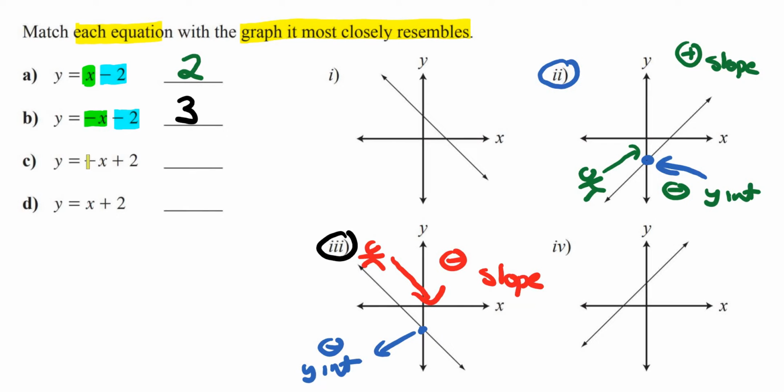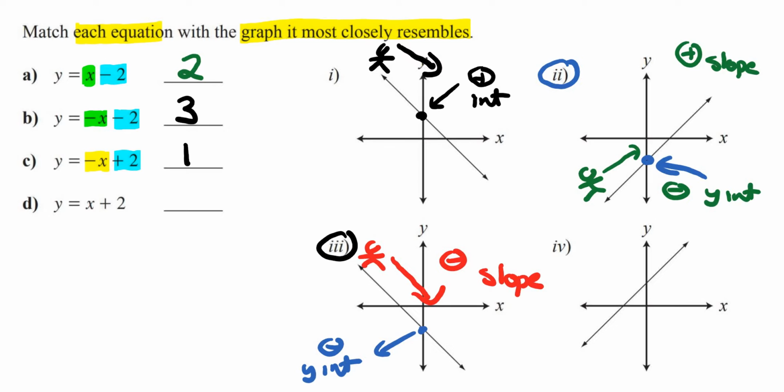All right, so for graph C, I have a negative slope and I have a positive y-intercept, and that's going to match graph number 1. So for graph number 1, I have a positive y-intercept, and I also have a negative slope because if I draw the person on the far left-hand side, the person's going down the hill.